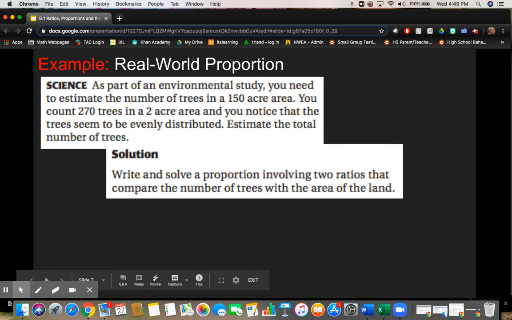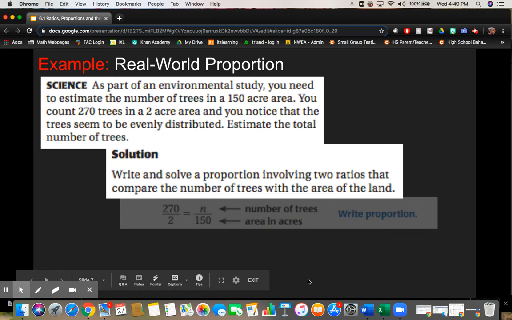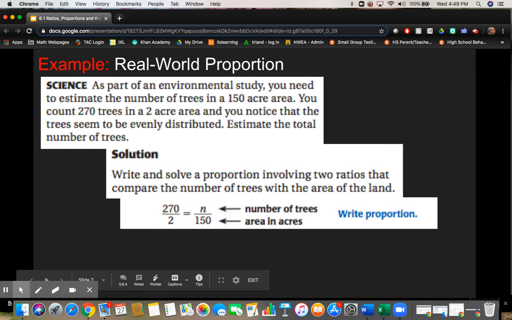Well, you're going to write and then solve a proportion involving two ratios that compare the number of trees with the area of the land. So what does that look like? Okay, well, we know that for 270 trees, it was 2 acres of area. You're going to set that equal to, let's say, n for a number of trees over 150 acres of area.